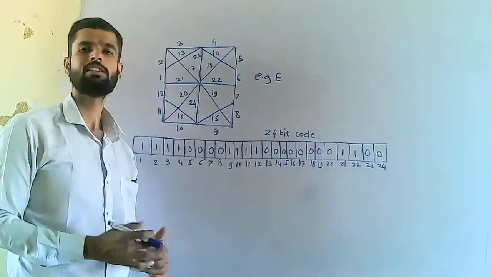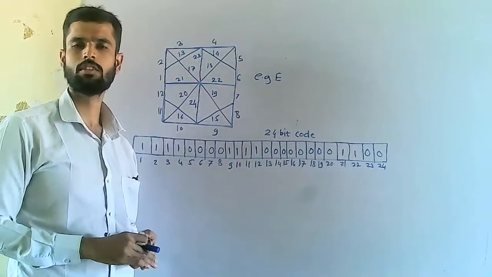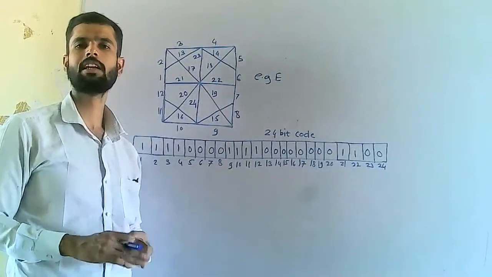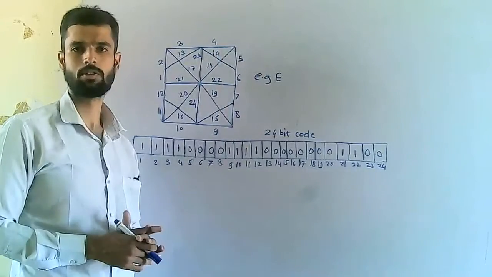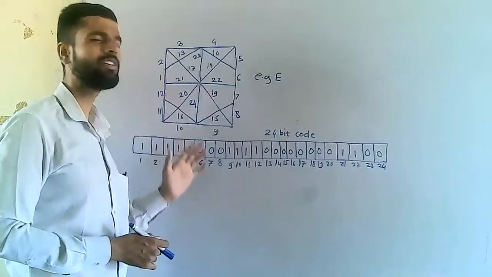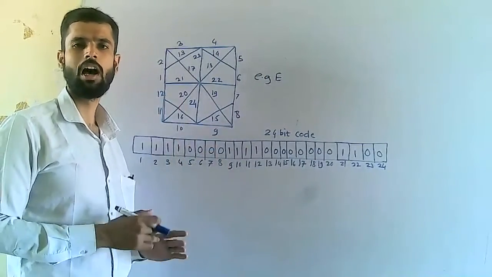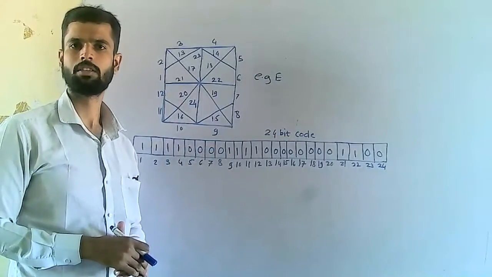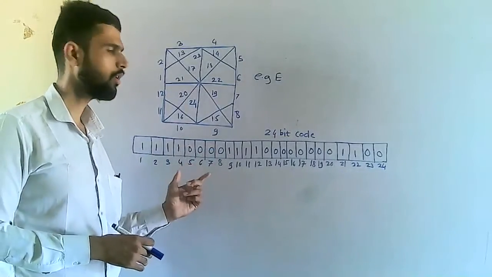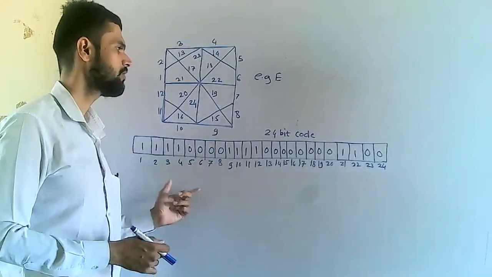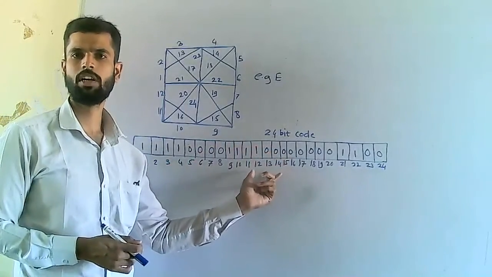Okay, so what we discussed? We discussed the character generation methods: first the stroke method, second the dot matrix method, and third the starburst method. Among these three methods, the starburst method is a highly memory consuming method. That means it will require high memory. Why so? Because we will need memory for this 24-bit code.